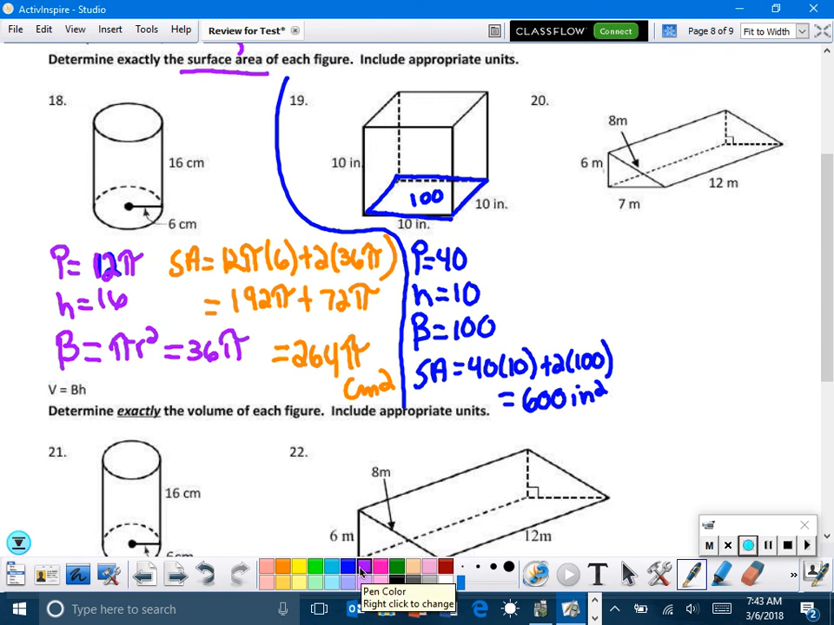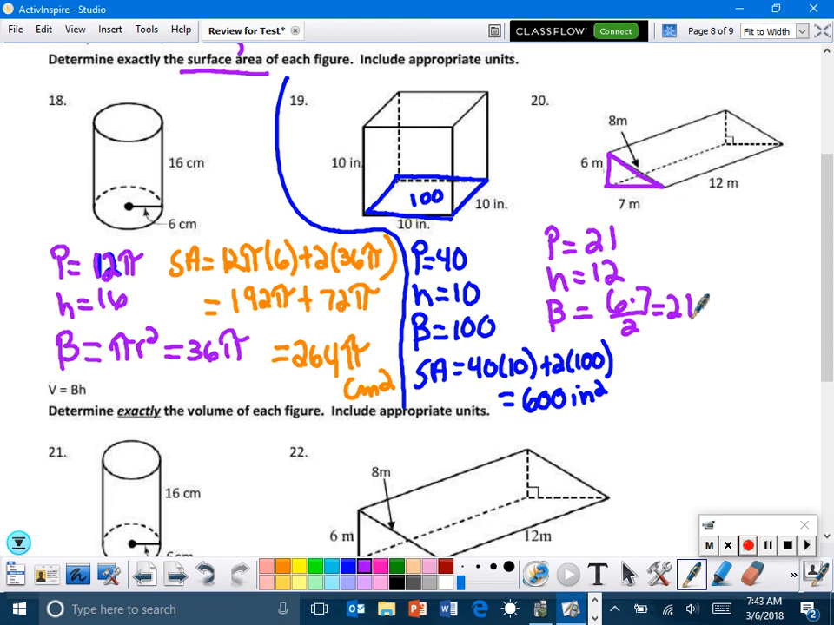Okay, the next one. So the perimeter is 7 plus 8 plus 6. That's 21. The height is 12. The base area, it's a triangle. So it's base times height divided by 2, which is 21. All right, so I'm going to plug this in. So the surface area is 21 times 12 plus 2 times 21. Okay, and then that ends up being 294 meters squared.